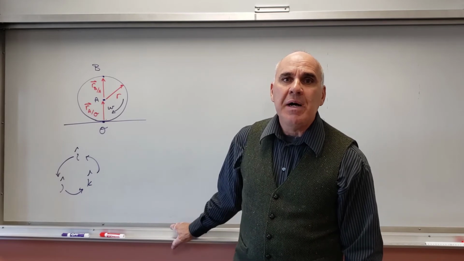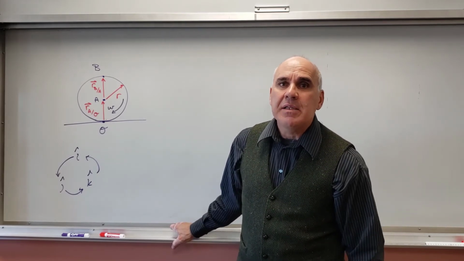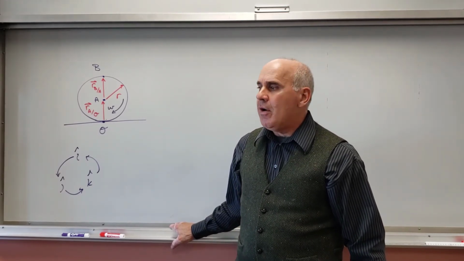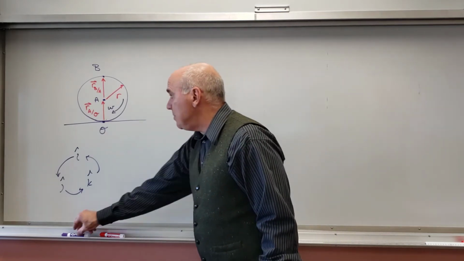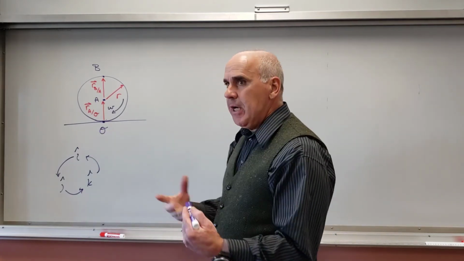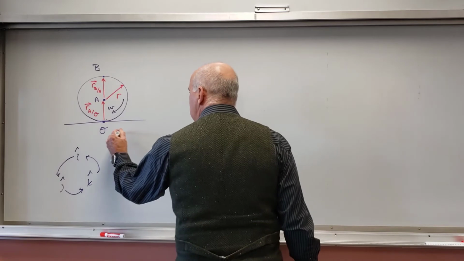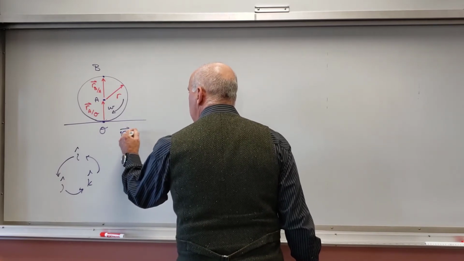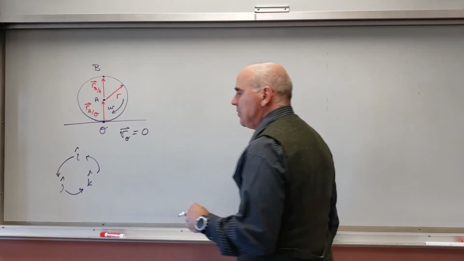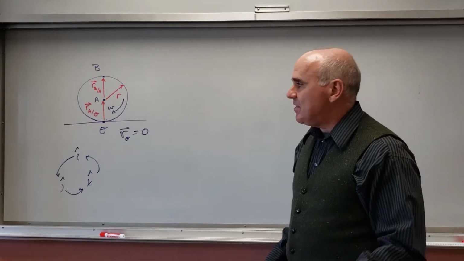But we're not going to worry about that at this point in time. We'll talk about that later on, okay? All right, so the velocity is equal to 0 there at the base. So let me just make that statement then. The velocity of O is equal to 0. O is the origin of my system.